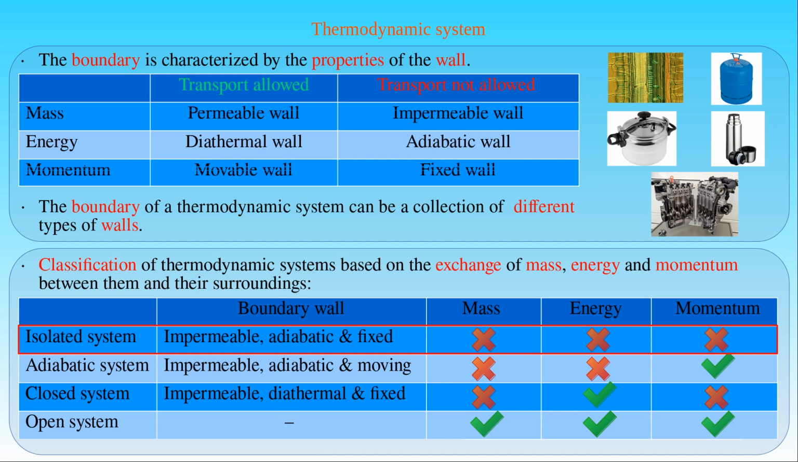The second type of thermodynamic system is the adiabatic system, which is separated by an impermeable, adiabatic, and moving wall from its surroundings. An adiabatic system can exchange work with its surroundings by the momentum transfer through its moving wall. At the same time, the wall prevents any exchange of mass and energy.